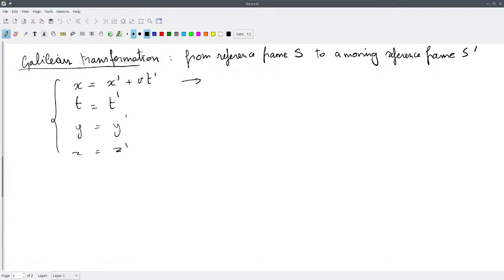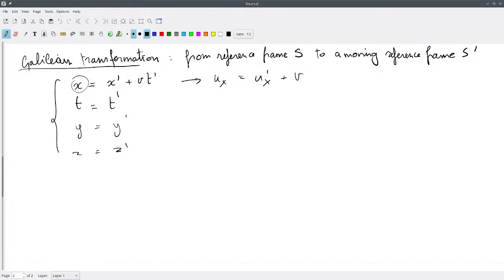And from that, everything else, of course, derives, right? We can calculate the first derivatives with respect to time of all of this. So we'll get u_x is dx/dt. That will be u_x prime, dx prime/dt, plus v.